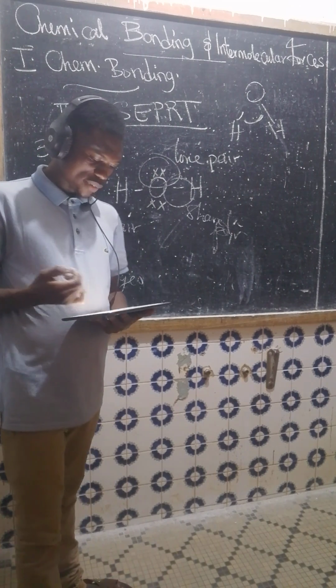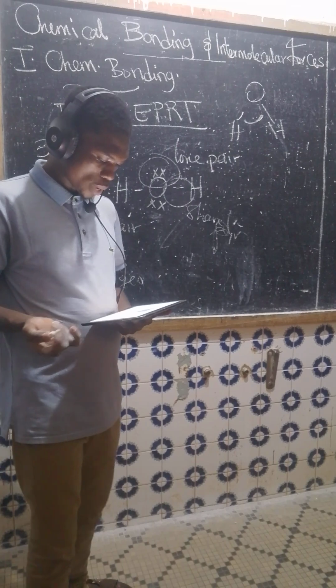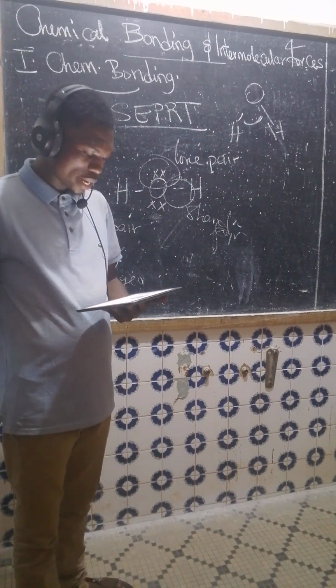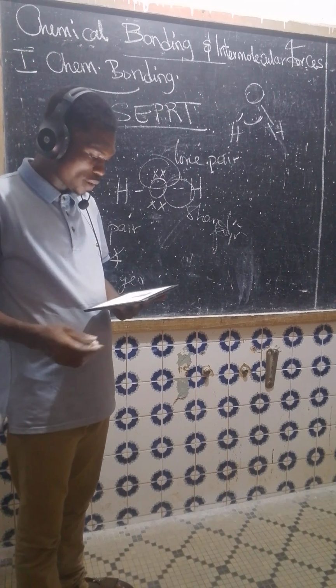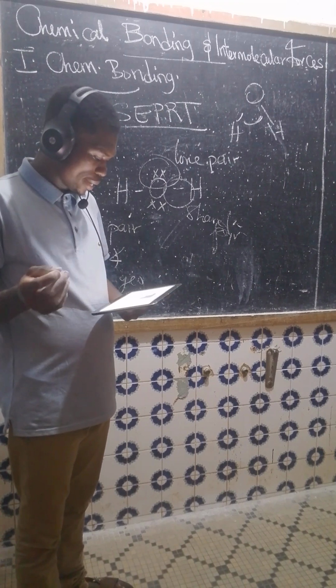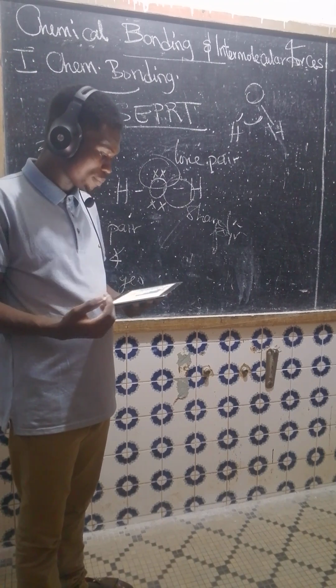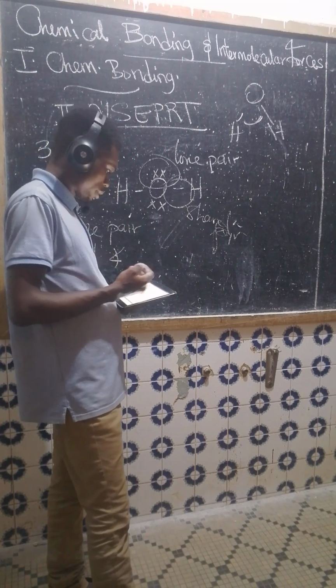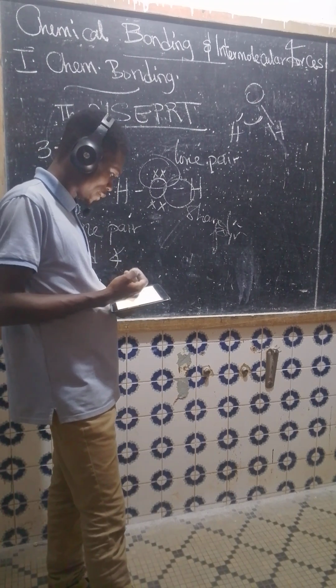Alright, I think the note is very clear on that. We have the T shape, the linear, the bent shape, the triangular planar, and the octahedral. Yes, so things are made easy with that.